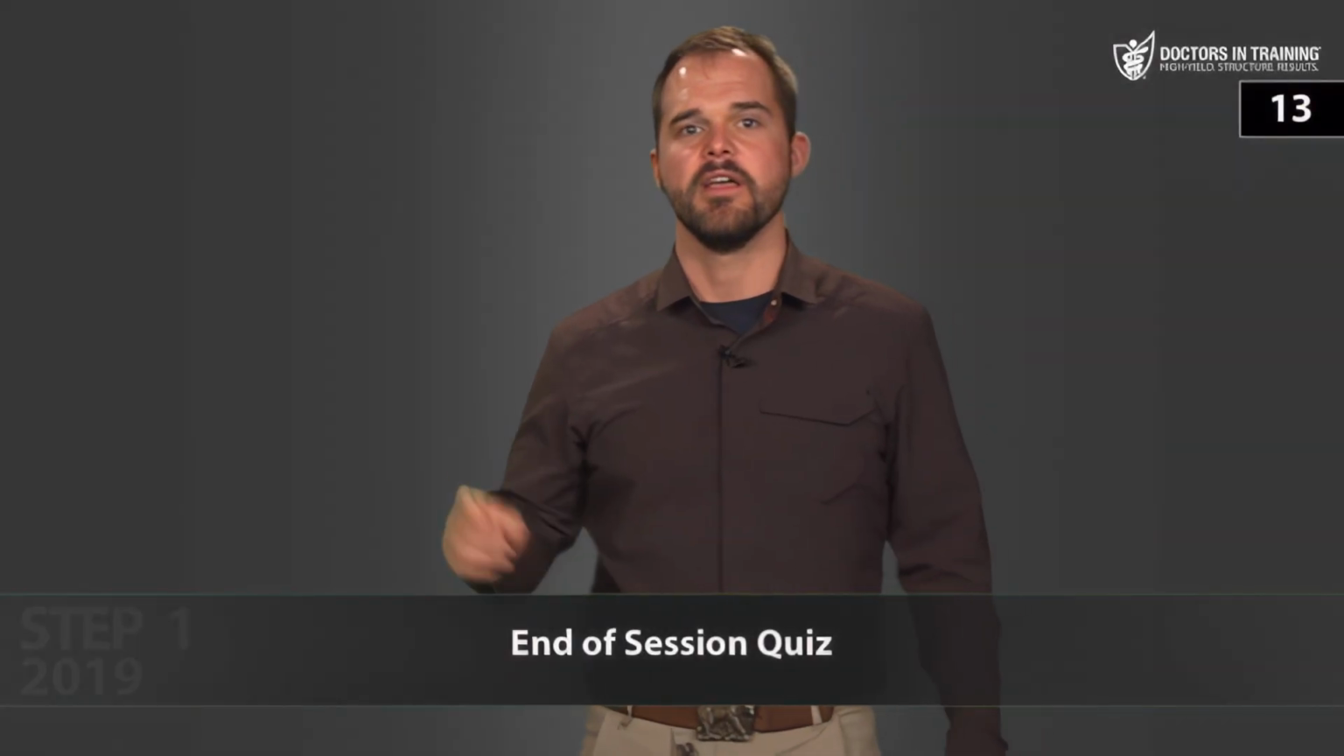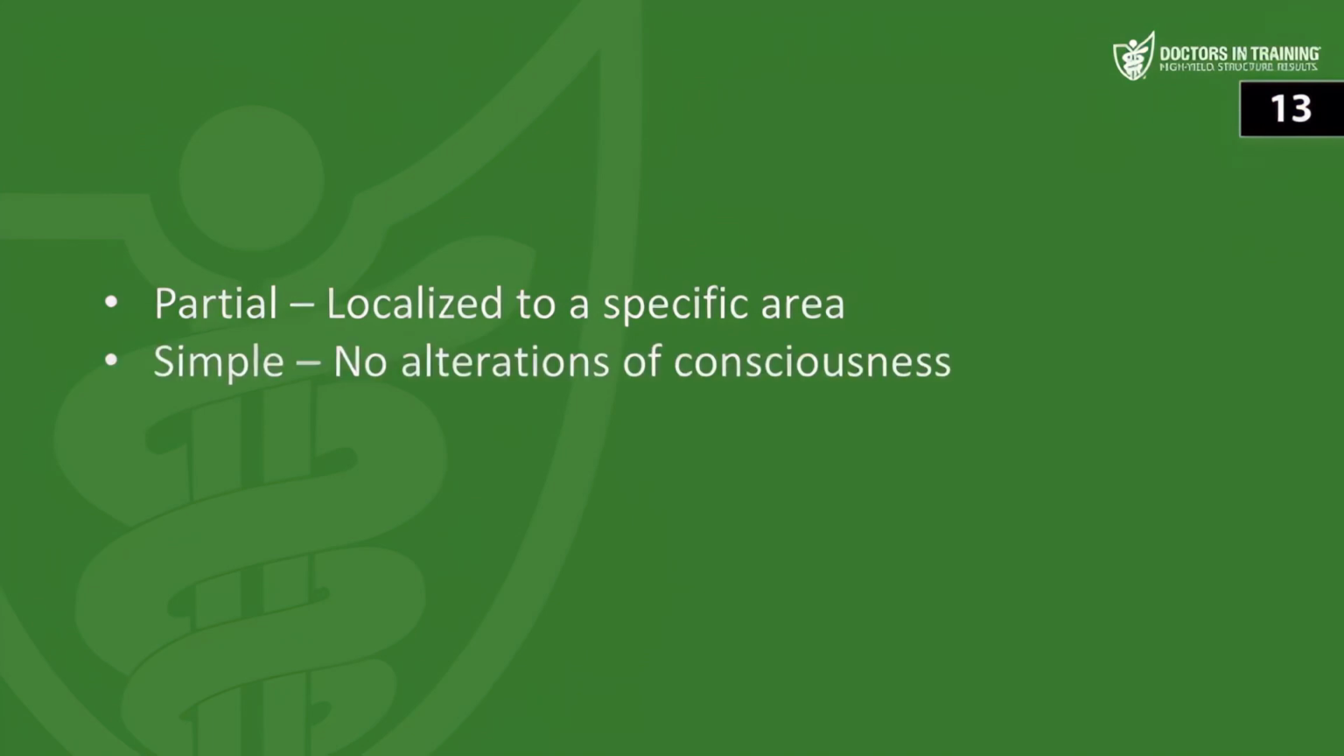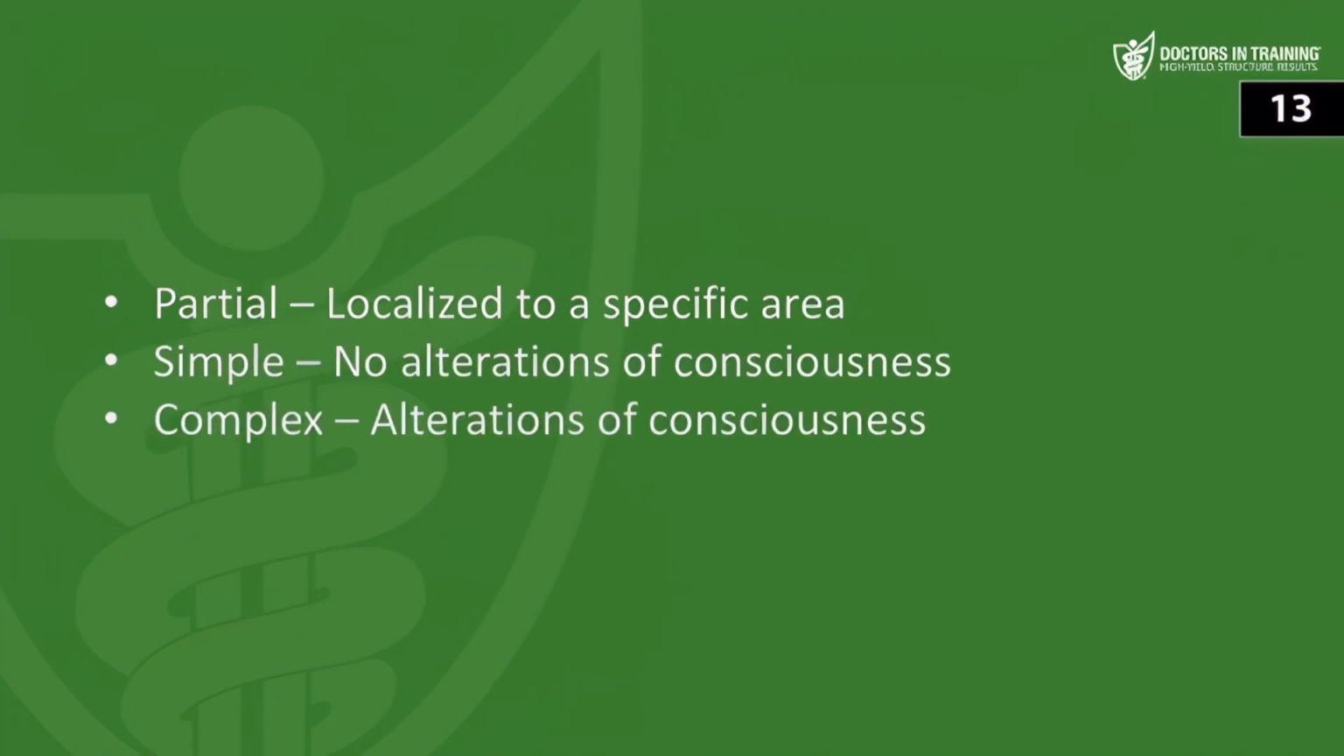First question. In regards to seizures, what do the terms partial, simple, complex, and generalized mean? A partial seizure is located in a part of the brain, a specific area, like the temporal lobe. A simple seizure has no alteration of consciousness, and a complex seizure has alterations of consciousness. A generalized seizure generalizes over the whole entire brain.